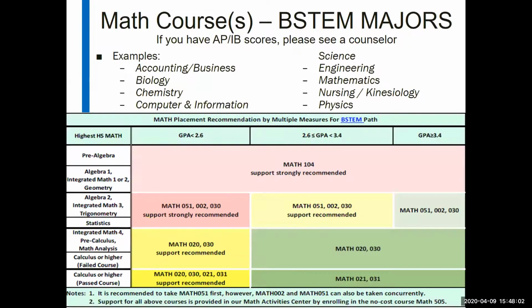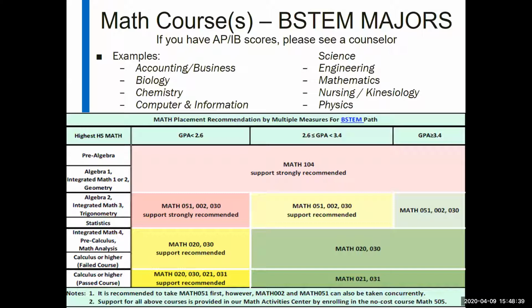If you are a BSTEM, Business, Science, Technology, Engineering, or Math major, you would want to look at this grid. For this one, everybody is eligible to take Math 104, which is the intermediate algebra. That is often the prerequisite for higher level mathematics, such as the calculus series. If you go along the left-hand column, you'll see that depending on what you have successfully passed in high school, you may be able to start at a higher level math course.